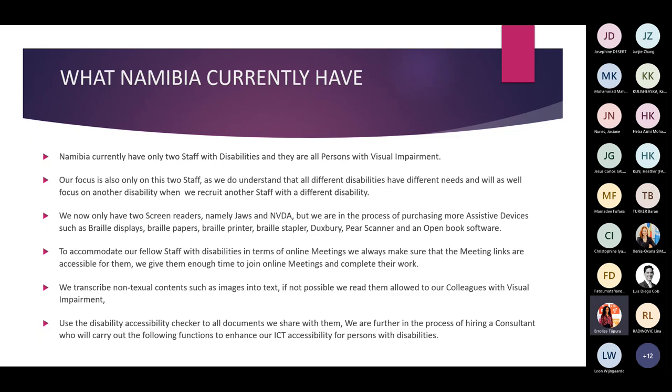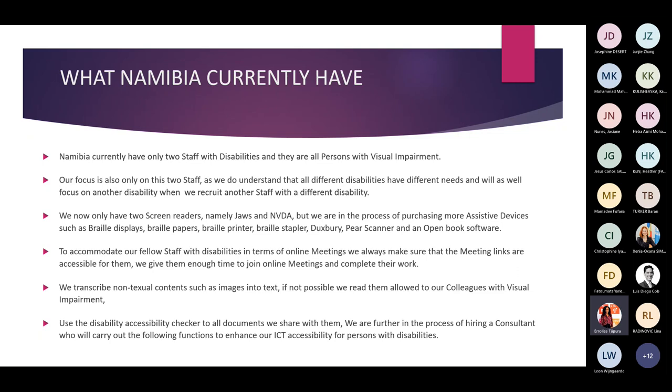Currently, in our conference rooms and the rooms that we use for big meetings, we have two screen readers, namely JAWS and NVDA, but the system through Common Services is in the process of purchasing more assistive devices such as braille displays, braille papers, braille printer, braille stapler, Tuxbury, pair scanner, and an open book software, in order to accommodate our fellow staff members in online meetings.